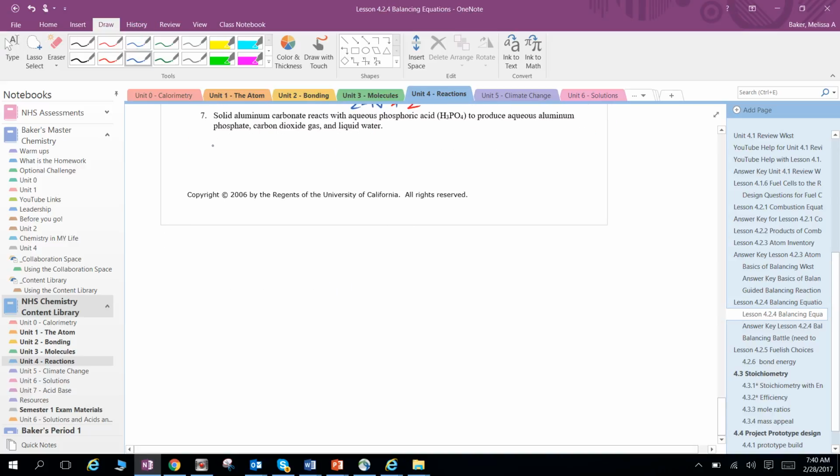And our last one, we've got aluminum, which has a +3 charge, carbonate, a polyatomic ion with a -2 charge, so that becomes Al2(CO3)3. Says it reacts with phosphoric acid, which is aqueous, and it produces aluminum phosphate. Charges cancel out there. It also produces carbon dioxide gas and water.